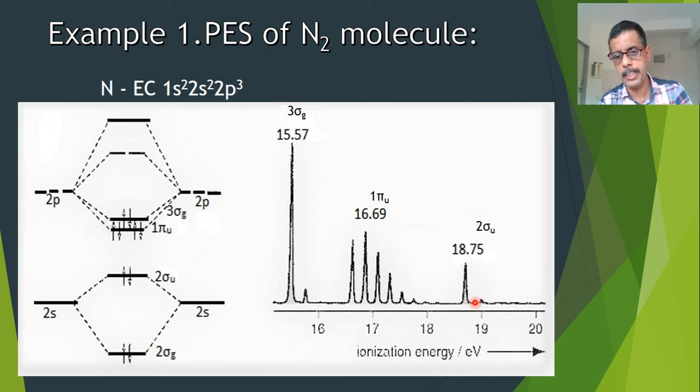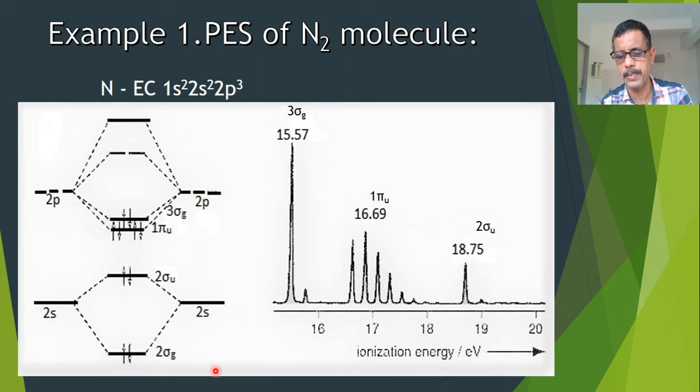The highest energy peak corresponds to the inner sublevel. So we will start from the outermost. Outermost there are 2 electrons, in 3 sigma g. This is the peak corresponding to 3 sigma g. Next there are 4 electrons here. The second peak at 16.69 is a higher energy peak because it's an inner orbital, corresponding to 1 pi u electrons. And the third peak at 18.75, the highest energy peak, corresponds to 2 electrons of 2 sigma u.